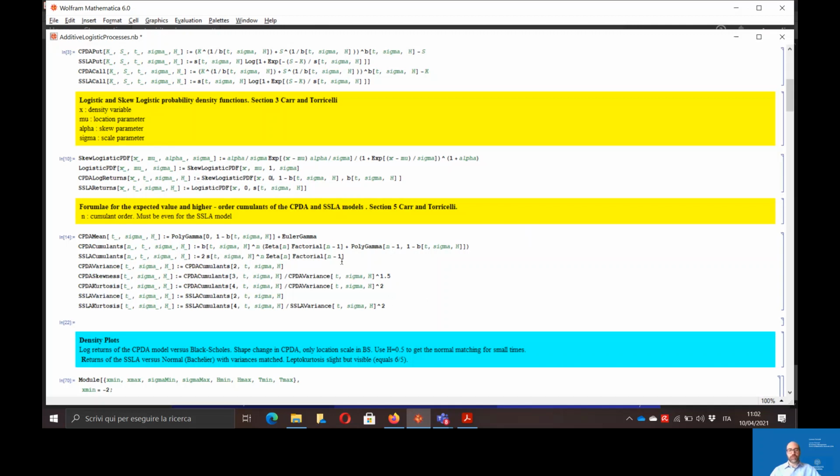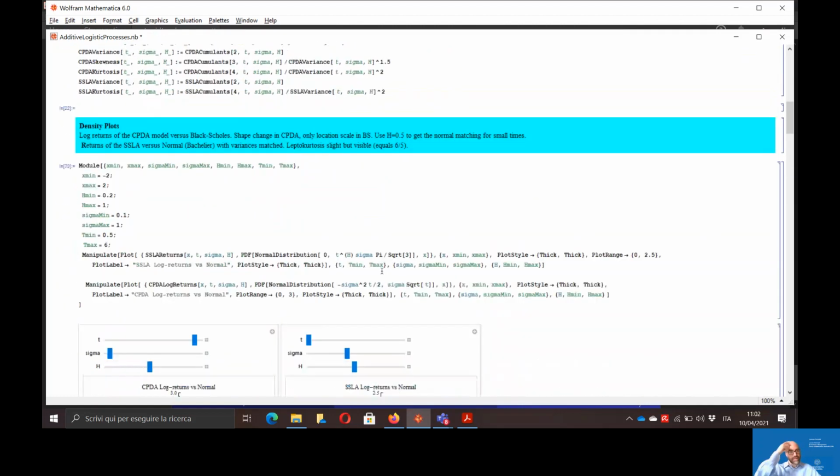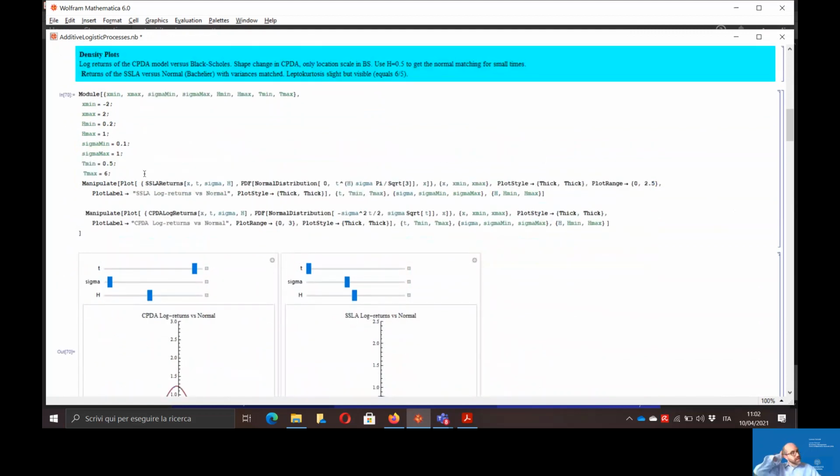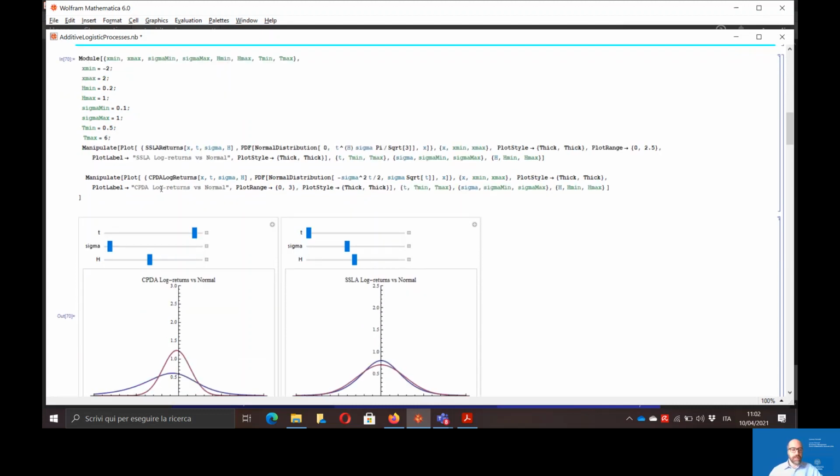And there are these expressions for the cumulant term structure for those models, which can be expressed as functions of the Riemann zeta and the polygamma function. So the first test I'm doing is a density comparison. I want to compare the density of the logistic pricing world with the standard normal models, Black-Scholes and Bachelier.